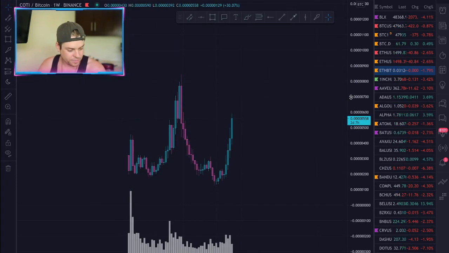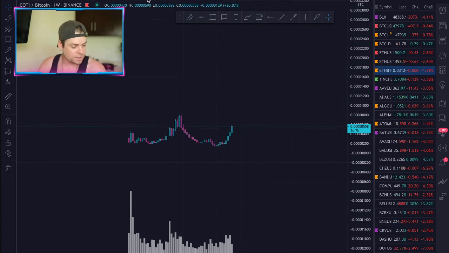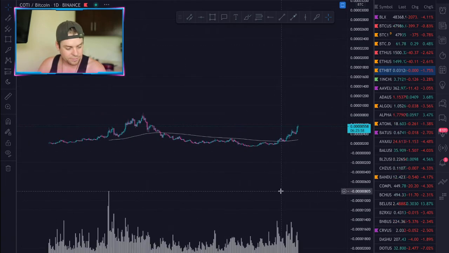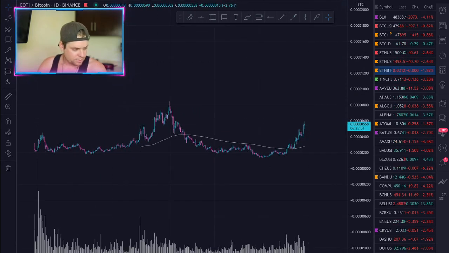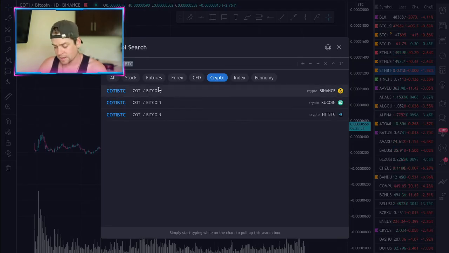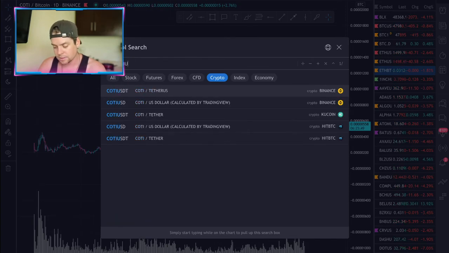Very good. Yeah, let's go down to some smaller time frames, get a little bit of definition here. Let's go back over to the, it's trending, so we can go to the US dollar pair, Cody USD.